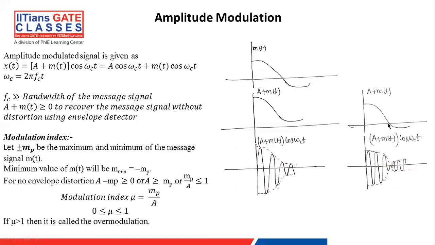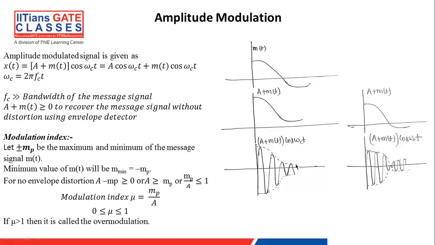So we don't want A plus m(t) to ever be negative. A plus m(t) should always be positive for us to recover the message signal. That is a very important criterion of amplitude modulation. A plus m(t) should always be greater than zero so that its envelope is always positive, and an envelope detector can be used to detect the signal.